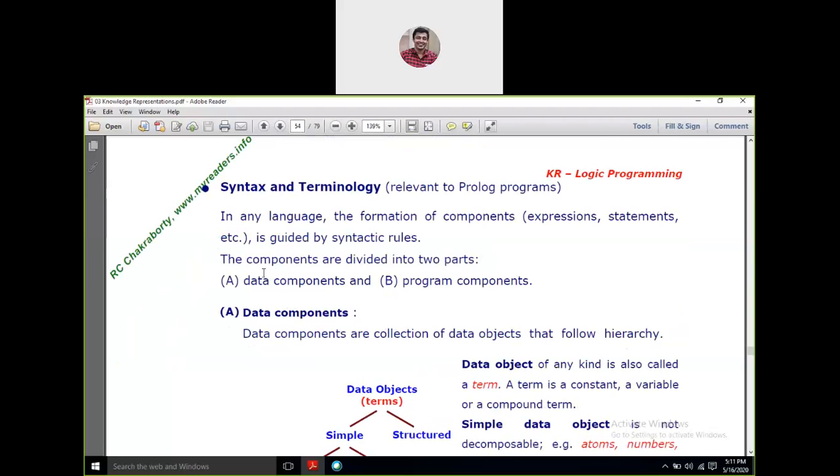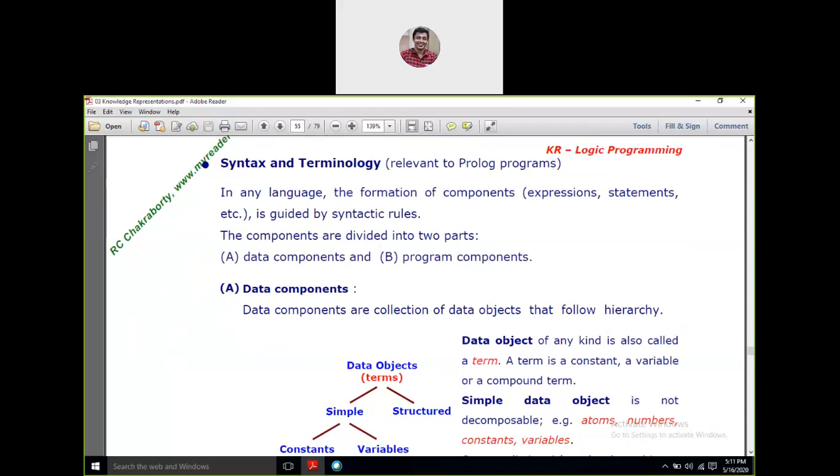In case of Prolog, we do have certain data components. The data components in Prolog are like data objects, that means the terms. They can be simple or structured. The simples are further subdivided as constants and variables, and the constants as atoms and numbers. Now, the data objects like constants can hold these values, whereas variables. The important thing is this one, that means compound terms.